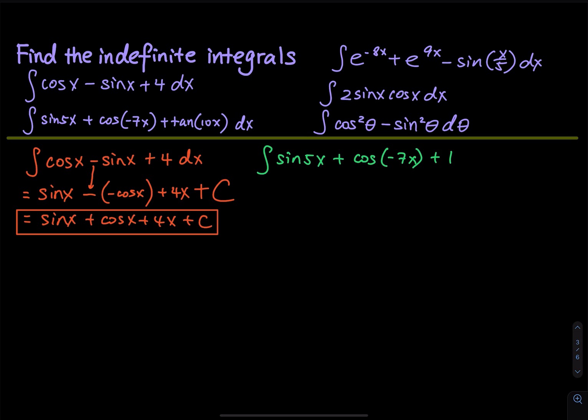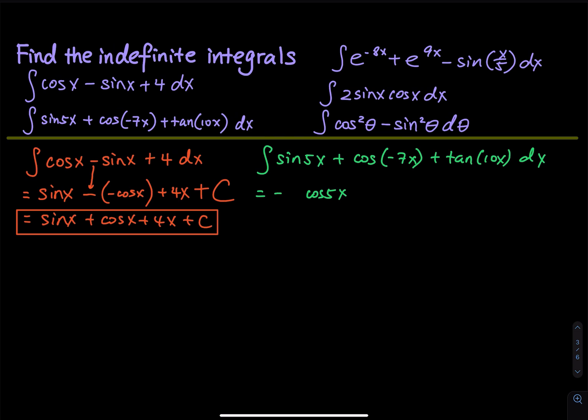Okay, next problem, we have the integral of sine of 5x plus cosine of negative 7x, and then plus tangent of 10x, and then dx. So the integral of sine is equal to what? The integral of sine is equal to negative cosine, right? So normally we have a negative cosine 5x, but the question that I would like to ask you is, when you take the derivative of negative cosine 5x, will you be able to get back to the sine of 5x?